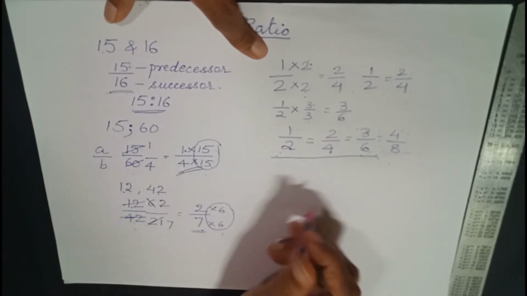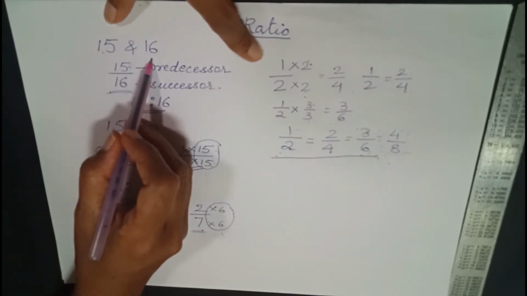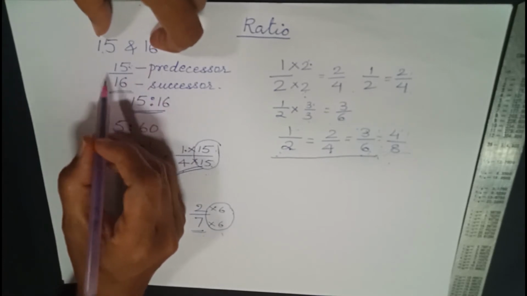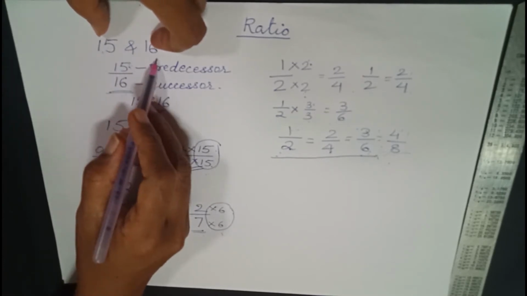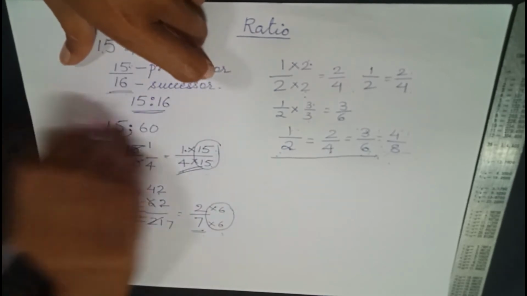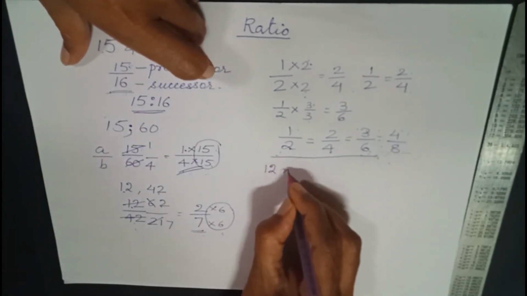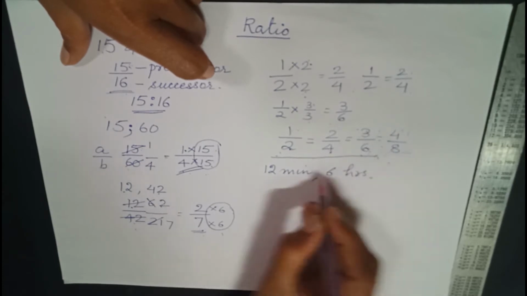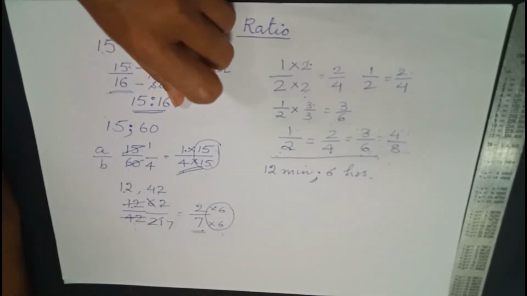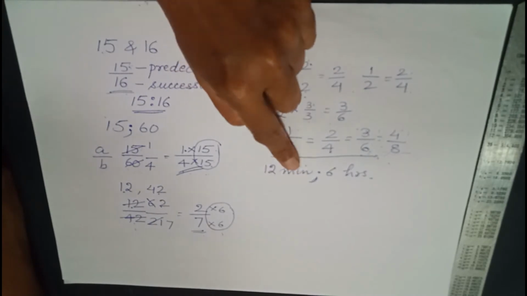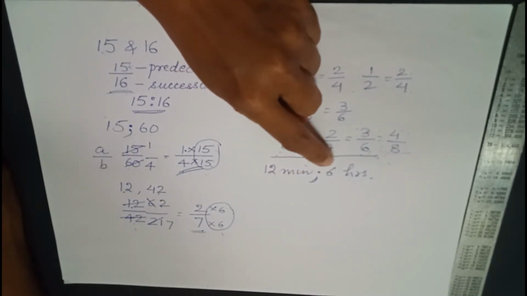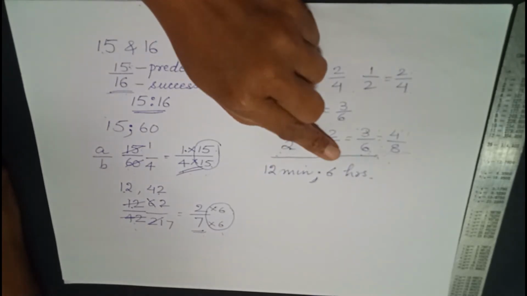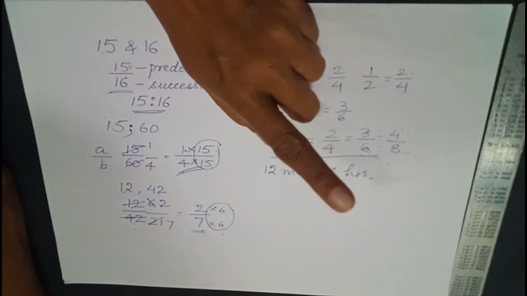Next is that to find a ratio between two different numbers, the unit should be the same. You cannot have different units and then find the ratio. Let's take an example. Let us say I have 12 minutes and 6 hours. These are the two numbers and I have to find the ratio. You can see the first number is in minutes, the second number is in hours. So we can't find the ratio of these two unless and until we make the units the same.